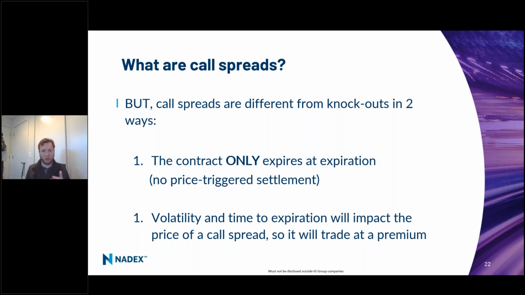There is no price triggered settlement. So what this does, and why these call spreads don't actually move 1-to-1 with the underlying market like the knockouts tend to do, is because these don't expire at the floor and don't expire at the ceiling levels. There's a lot more time value baked into the contract. There's a lot more volatility baked into the contract, right? The volatility of the underlying market and the time value left in the contract is going to matter a lot more with the call spread contracts than it does in the knockout.